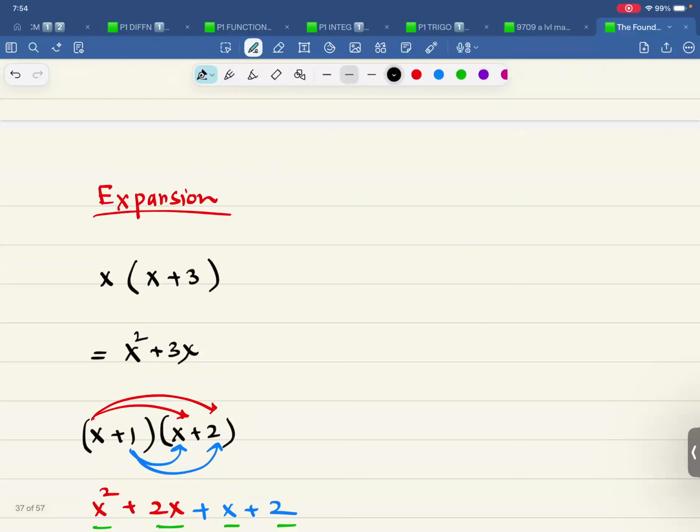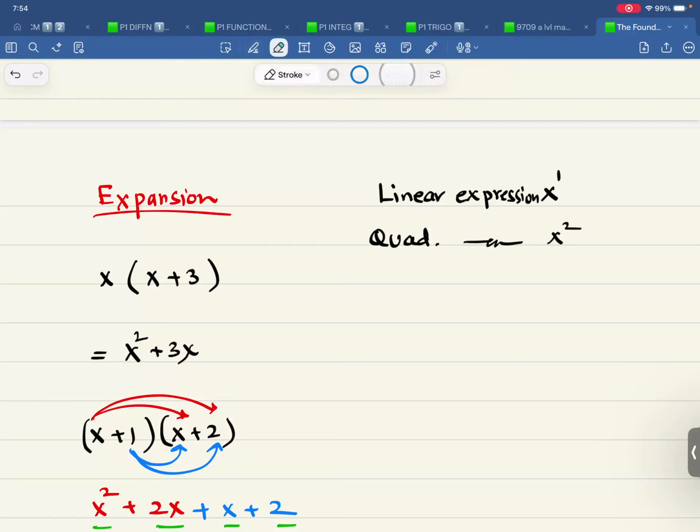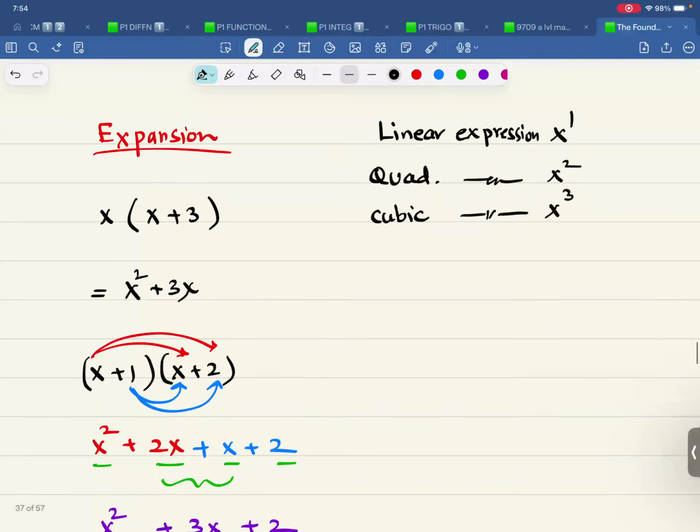So now some terminologies. A linear expression is something in which x has a power of 1. A quadratic expression is something which has a power of 2. And let me use the eraser. So this is a linear expression, x power 1. Hold for a second. So this is x power 1, this is x power 2. A cubic expression has x power 3. So these are the three different kinds of things.